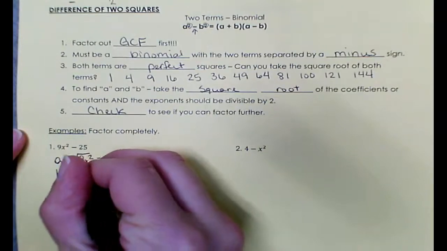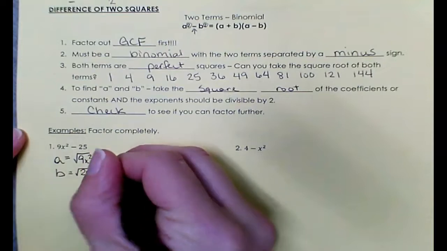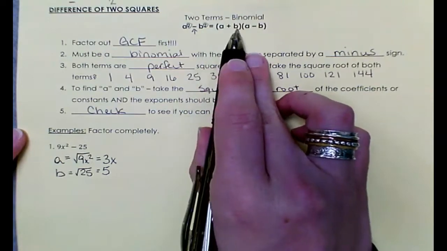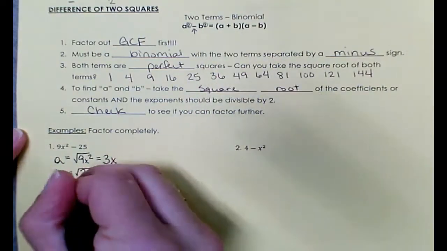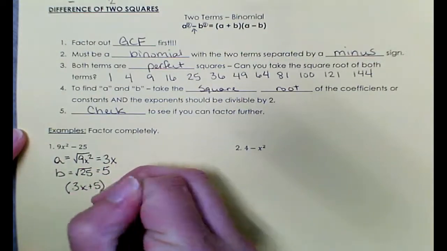What's the square root of 25? Not negative 25, because that gives us something that we can't have, and we'll talk about that later on in the year. But just the 25. What's the square root of 25? 5. So that means that A plus B is my first part of my answer. So A plus B is 3x plus 5.